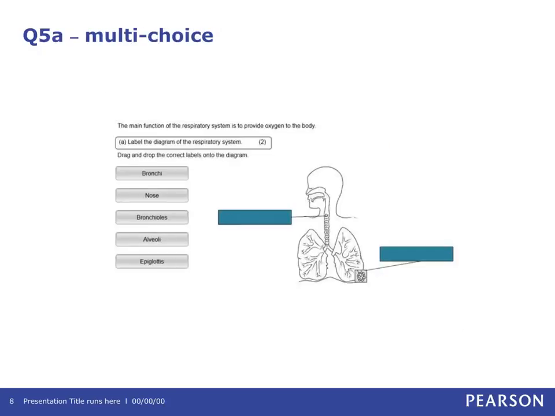Question 5a. This question is a straightforward multiple choice. Most learners were able to identify the alveoli and the epiglottis. Answer: epiglottis.